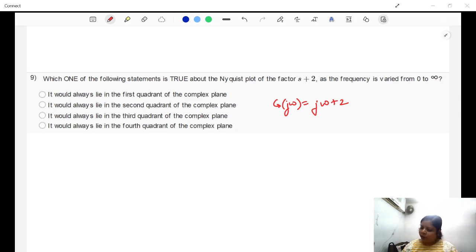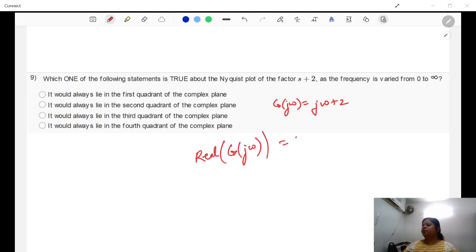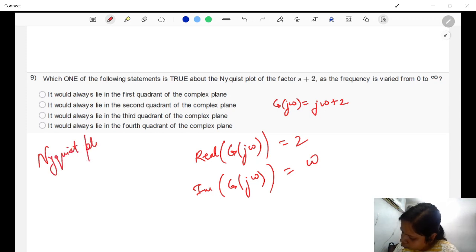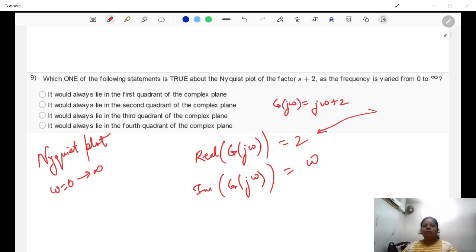Now, the real part of the transfer function, what is it? 2. The imaginary part of the transfer function is what? It is omega. When you draw the Nyquist plot, what do you do? You vary omega from 0 to infinity, right? You vary omega in this way. This real part is always going to be 2.